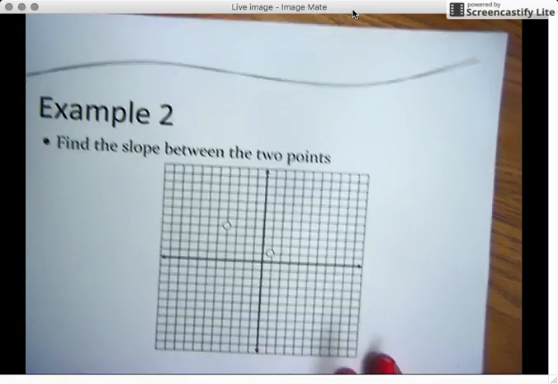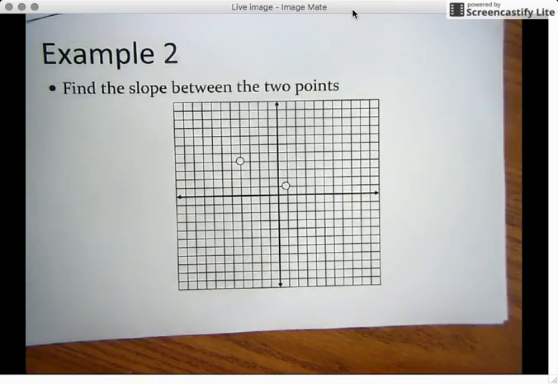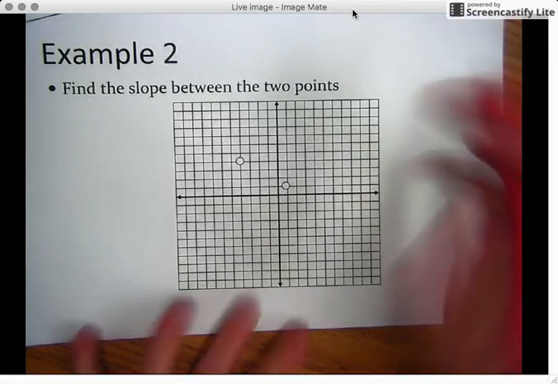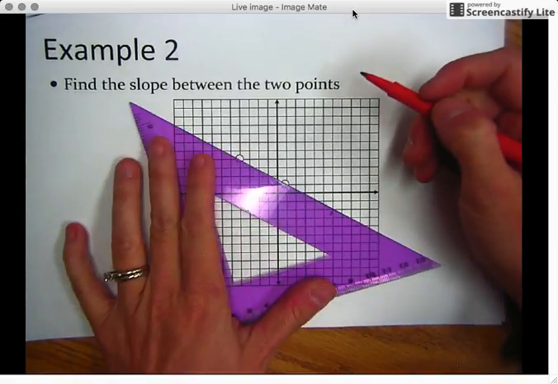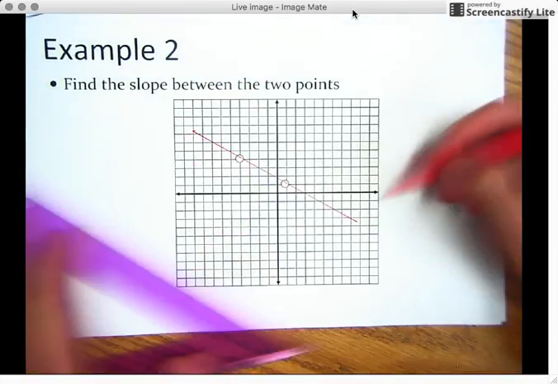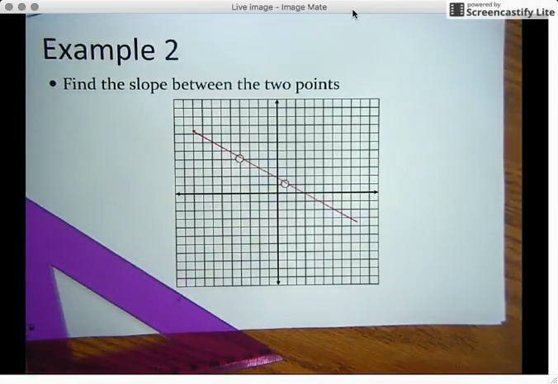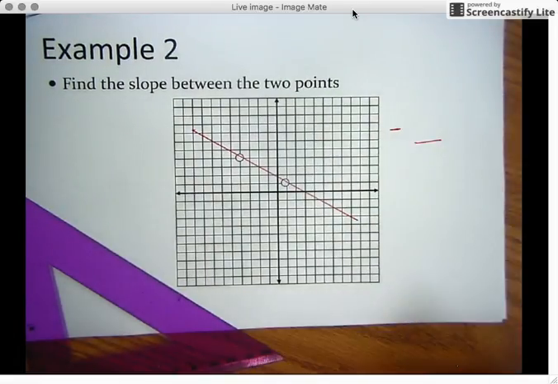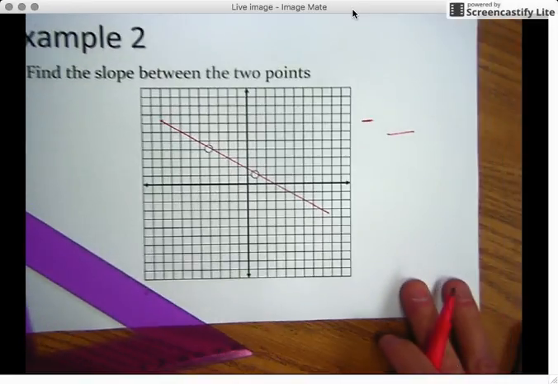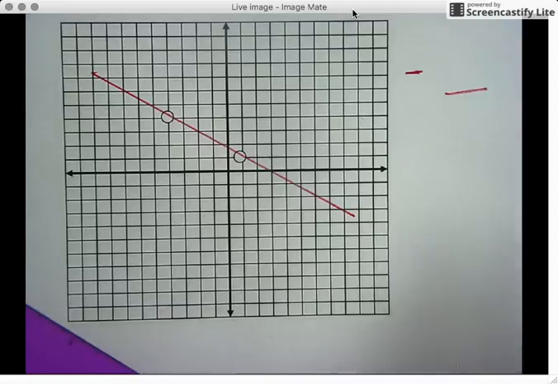We were doing a little bit of this. I want to make sure that you really understand this. I'm trying to find the slope between these 2 points. If I actually drew the line between these 2 points, you can see it has a negative slope. It is falling from left to right, negative slope. Now, all I need to do is figure out what the change of y part is, what the change of x part is. So you just do some counting.